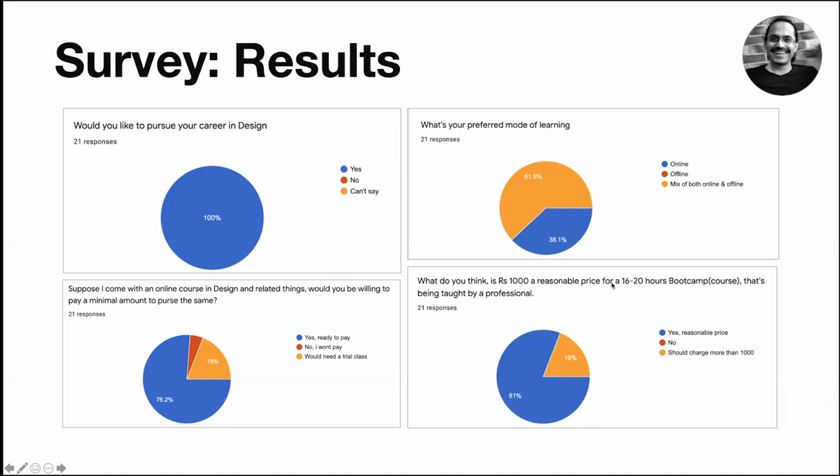So what do you think? Is rupees 1000 a reasonable price for a 16 to 20 hour boot camp course taught by a professional? 21 responses, 81% of people said yes, reasonable price. Suppose I come with an online course in design and related things, would you be willing to pay a minimal amount to pursue it? Everybody said yes.